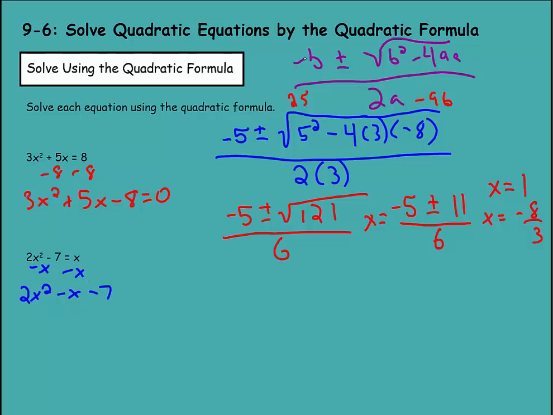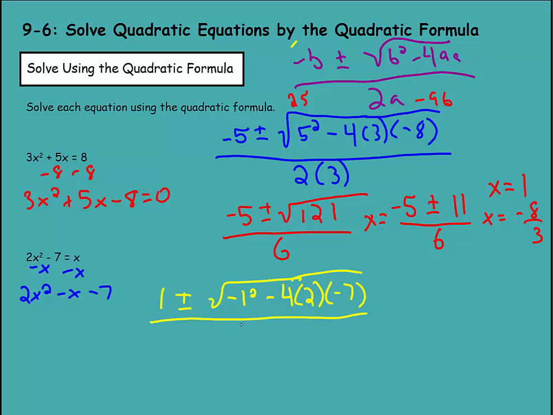Plugging in our numbers then, we have negative b, which is negative 1, so that becomes positive 1, plus or minus the square root of b squared, so negative 1 squared, minus 4 times a, which is 2, times c, which is negative 7. And that's going to be over 2 times 2 because a is 2.